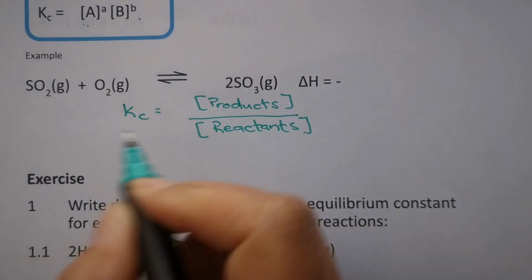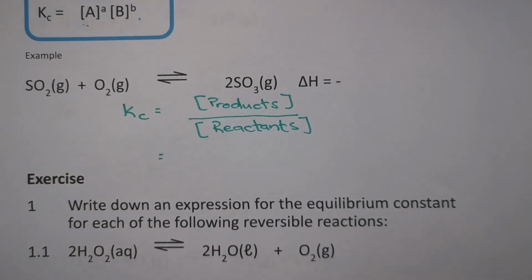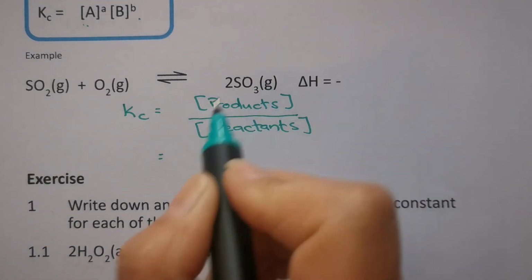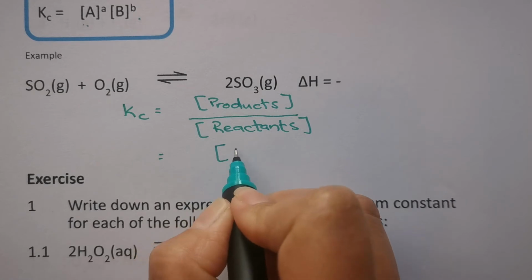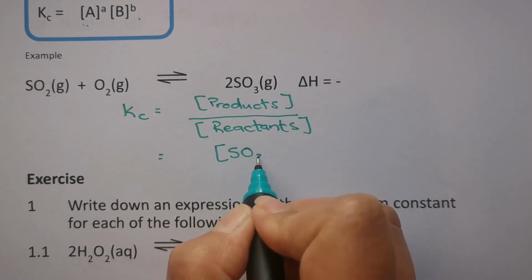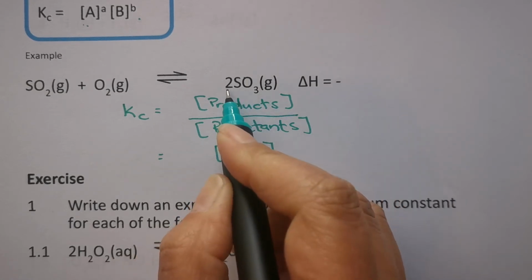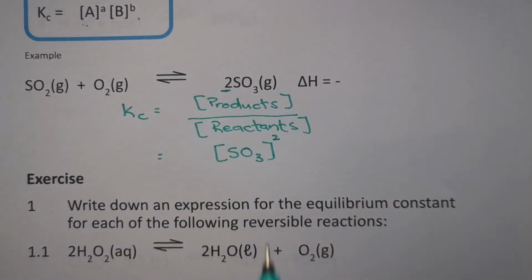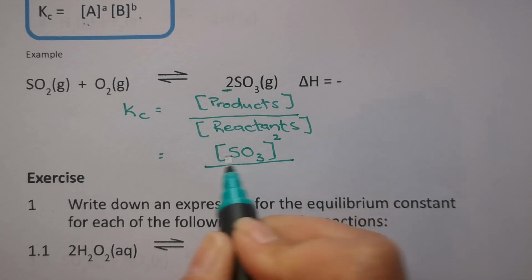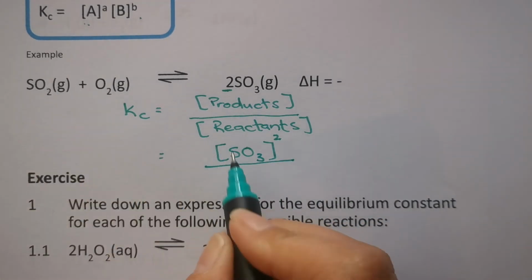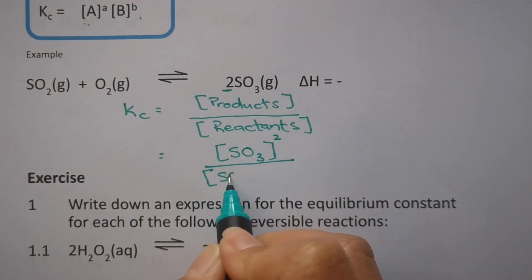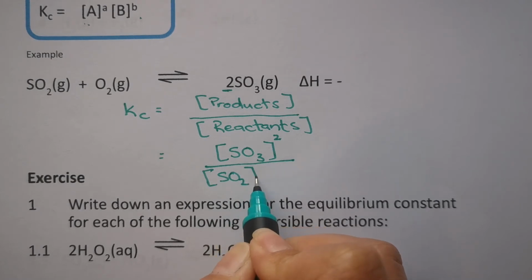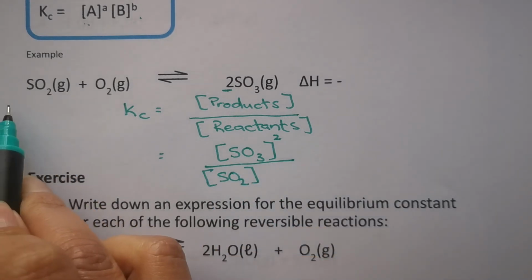All right, and now I'm going to write the Kc expression. So I'm going to take the concentration of the products raised to the power of the number in the balanced equation. Can you see that? Over the concentration of the first substance raised to the power of what it is in the balanced equation.